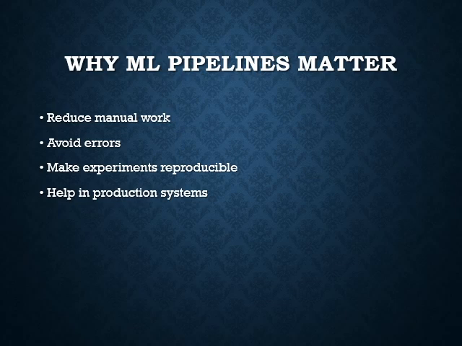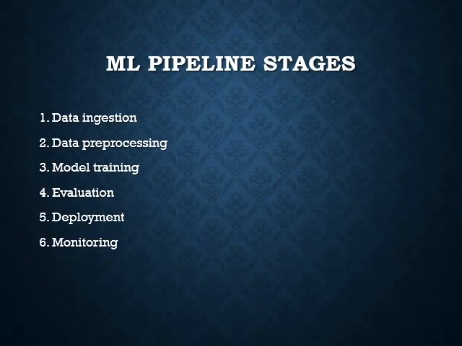Why do ML pipelines matter? ML pipelines are important because they reduce repeated manual work, avoid human errors, make experiments reproducible, and help scale machine learning production. Without pipelines, ML becomes messy and inconsistent.